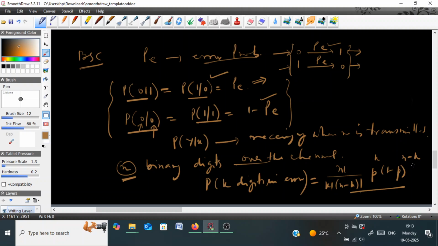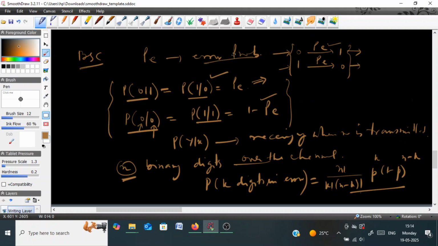So the reception of each digit is independent of other digits. Okay, all the trials are basically independent. So this is an example of a Bernoulli trial with probability of success equal to P, where the success here is receiving a digit in error. Okay, clearly the probability of k successes in n trials, or k errors in n digits, is given by this relation.